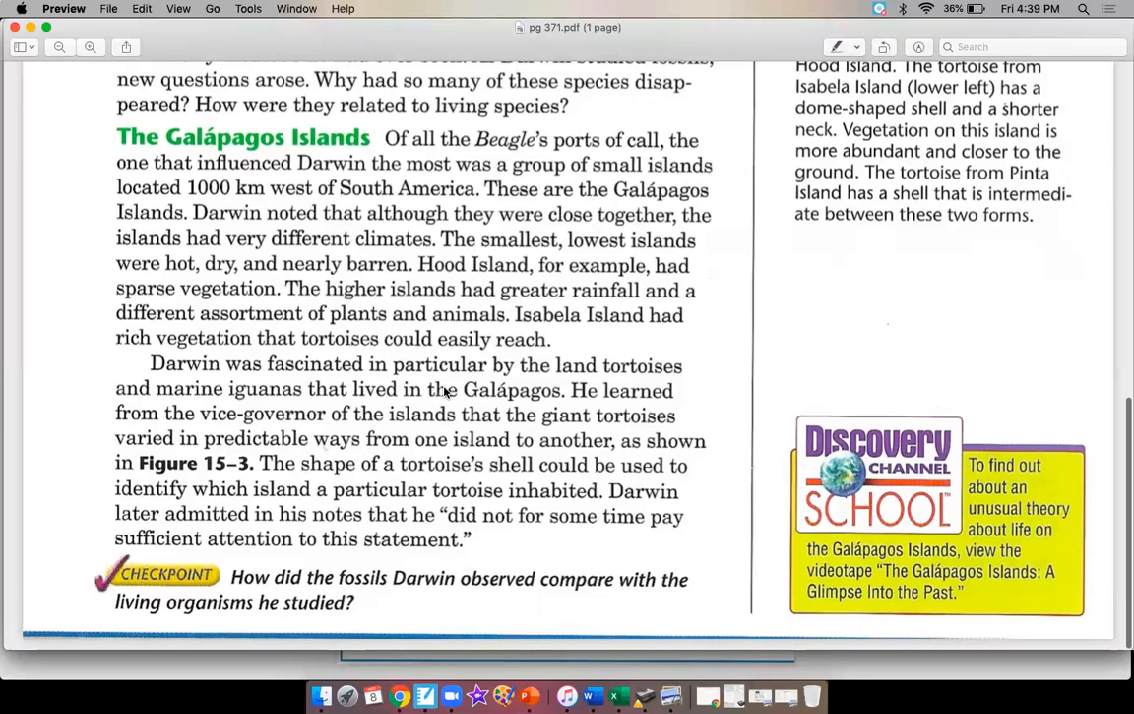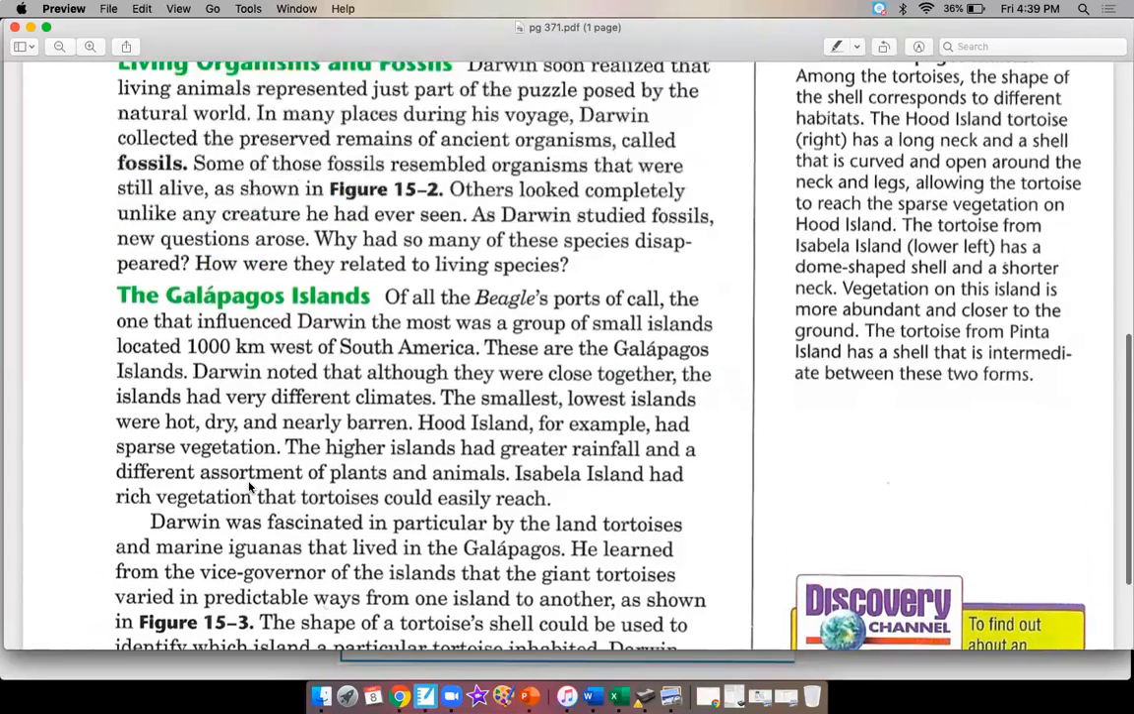Darwin was fascinated in particular by the land tortoises and marine iguanas that lived in the Galapagos. He learned from the vice governor of the islands that the giant tortoises varied in predictable ways from one island to another, as shown in figure 15-3. Let's take a look here.